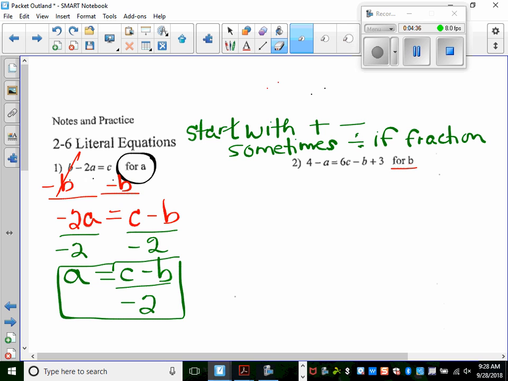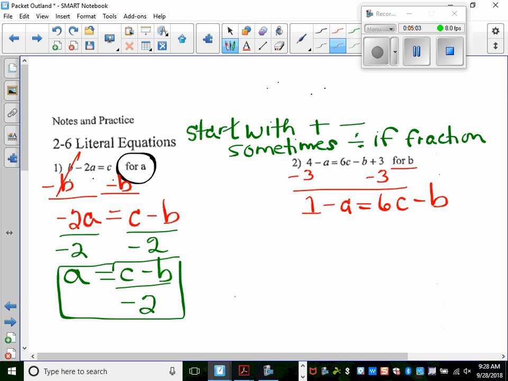So what is the opposite of plus 3? Minus 3, same thing. So I'm going to subtract 3 here. But look, there's a number over here, so I can actually line that up with the 4. They're both constants. So I'm going to subtract 3 from both sides. And 4 minus 3 on the left side will give me 1 minus a equals 6c minus b.